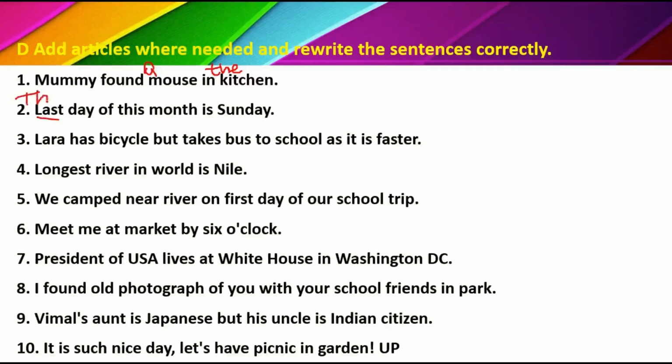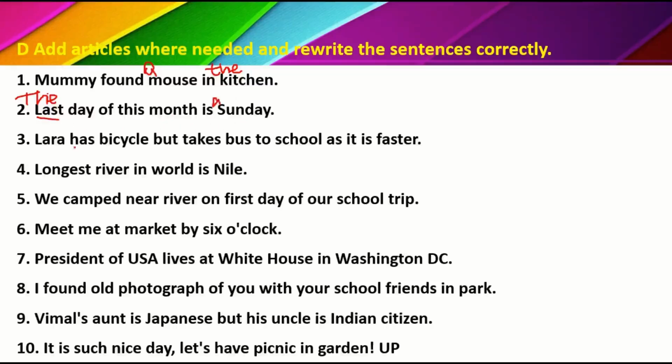The last. Last is a ordinal number. First, last, second, third, fifth, and I told you. The last day of this month is a Sunday. It's a Sunday, right? The last day of, we are talking about the last day. There are many Sundays, it is only one Sunday, right? A. The last day of this month is a Sunday.